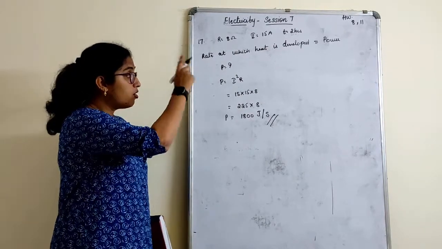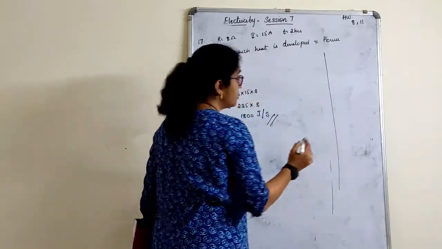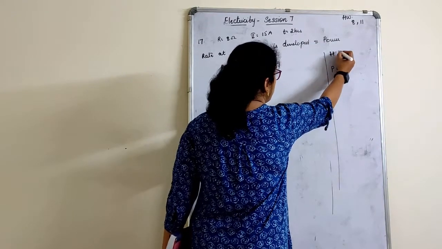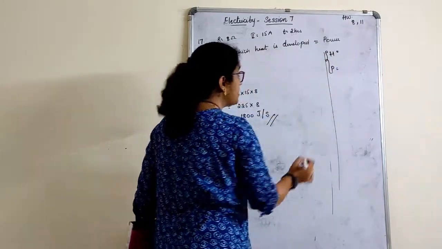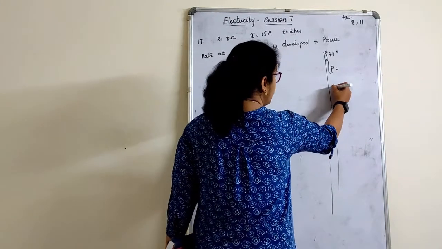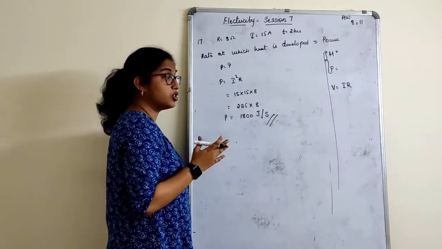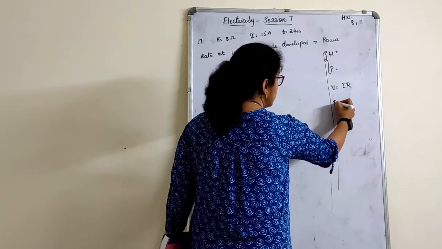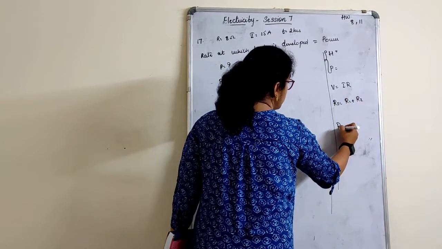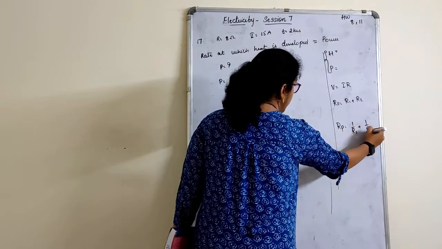So see, the main thing you have to do is make a list of all the formulas. Heat, we have several formulas. Power, we have many formulas, right? The only confusion lies between these two. There are so many different variant formulas. Then we have only Ohm's law formula, that is V is equal to IR. No more clarification here. Then comes the series, R1 plus R2. Then comes parallel, 1 by R1 plus 1 by R2.